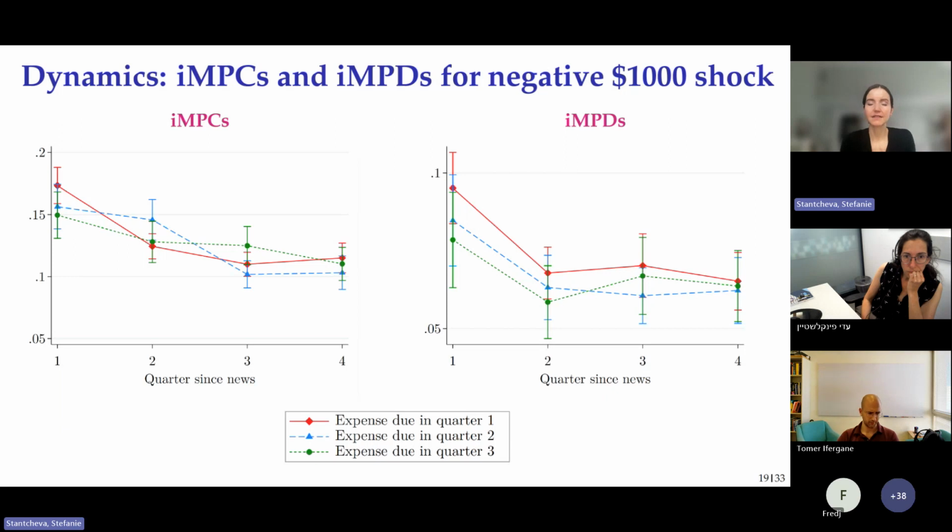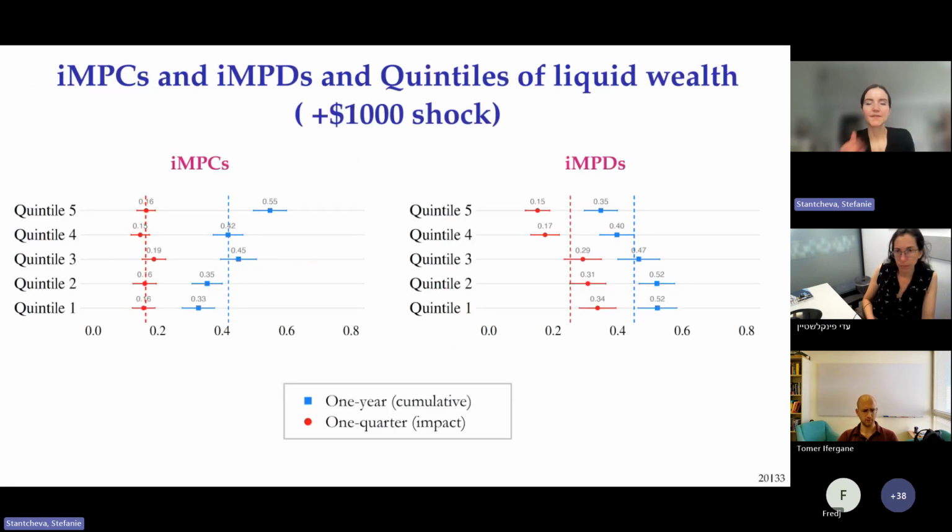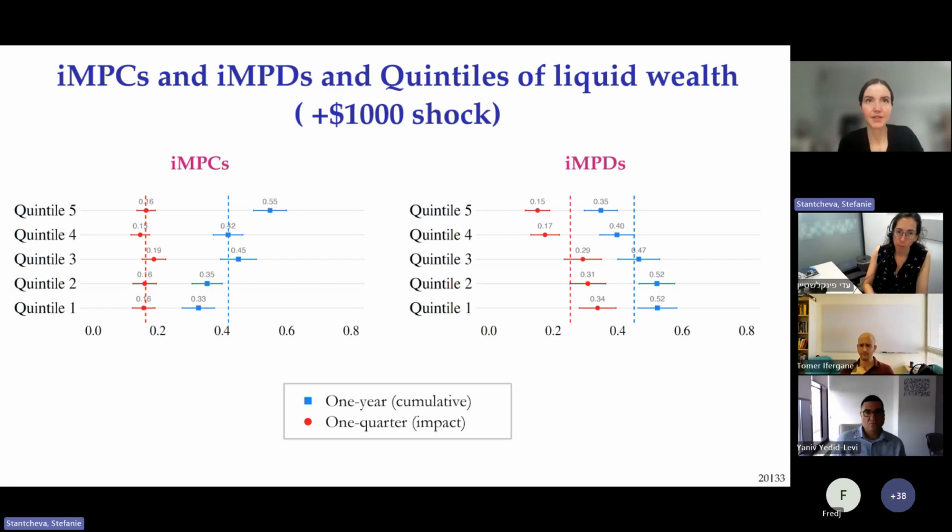Another thing that, as I alluded to, we can do is to look at more detailed heterogeneity in MPCs or MPDs for different characteristics. The first, MPCs, is easy. A lot of info has already been looked at, but again, for MPDs, the evidence is quite lacking. So let's start with something very easy, which is quintiles of liquid wealth, which has been looked at a lot and is quite a salient characteristic.